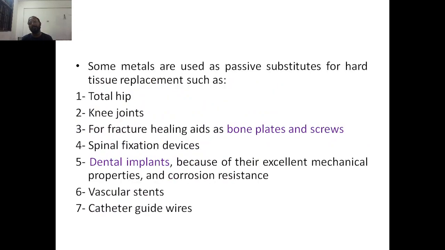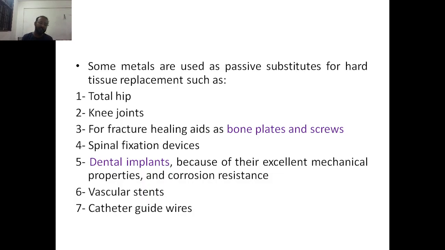Some metals are used as passive substitutes for hard tissue replacement, for example a substitute for missing or damaged tissue, damaged joints, or a hip. Some examples are here: total hip replacement for hip damage. Next we have knee joints, and for fracture healing aids, bone plates and screws.